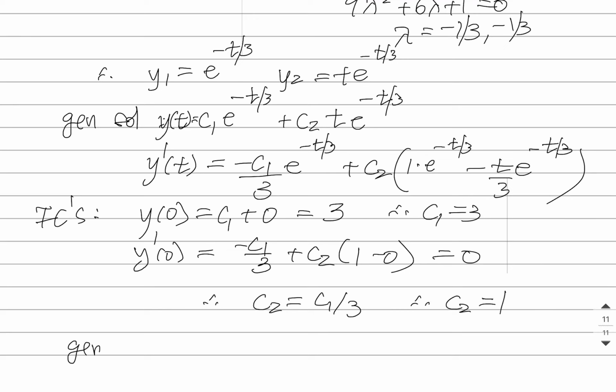So the solution to the initial value problem is 3 e to the negative t over 3 plus t e to the negative t over 3. That is the one and only one answer to this problem that satisfies both the differential equation and the initial conditions.